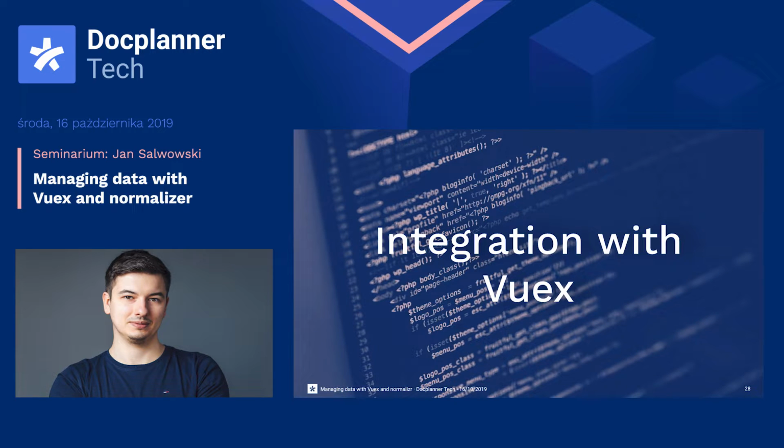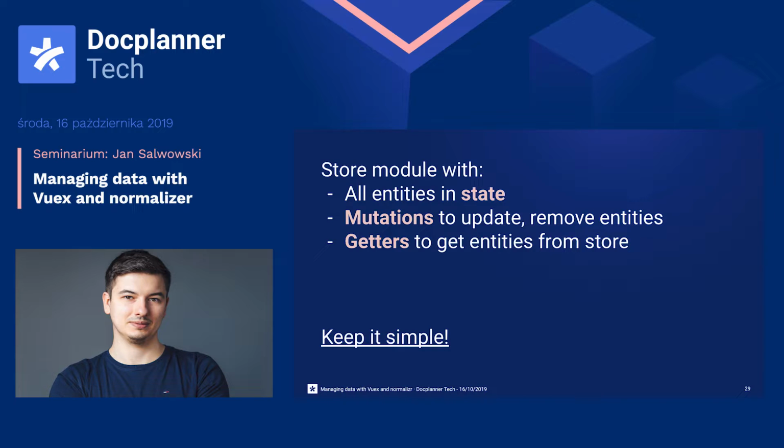Okay, so how do we integrate with Vuex? We need a module, a place to store them, so it will be just the state. We need some mutations to update and remove entities, and some getters to fetch them from the store. Remember, when you implement such a thing, keep it simple, don't add anything connected to the API. This module should have no knowledge of the API and how the data is fetched or where from it is fetched.